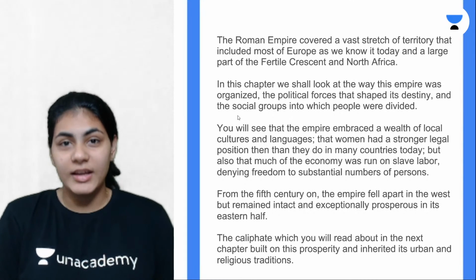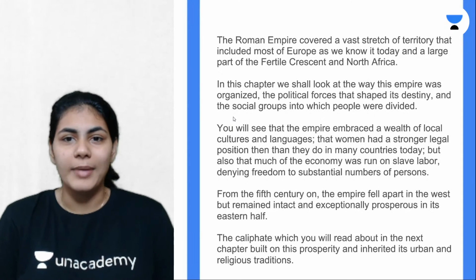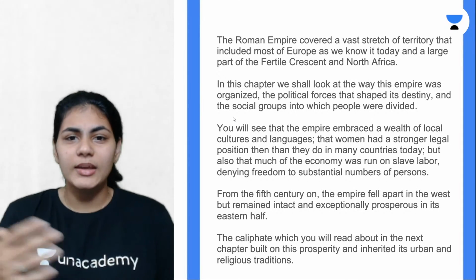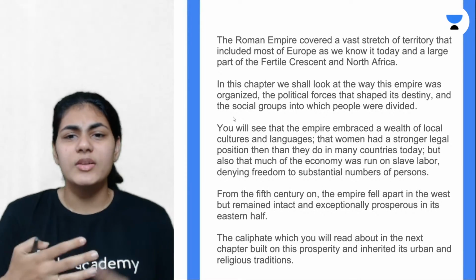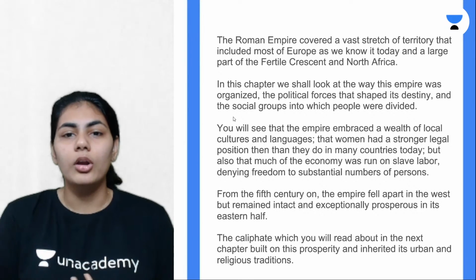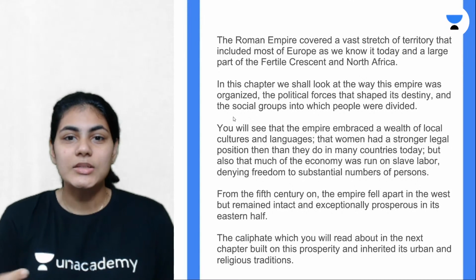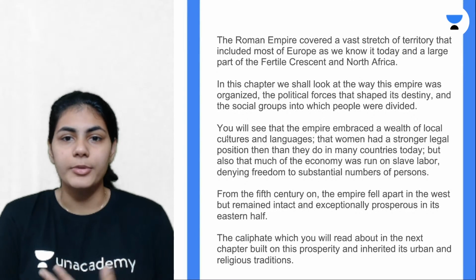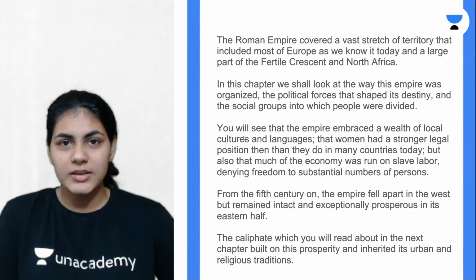In this particular chapter, we'll be looking at different aspects of this empire. What is the polity? What is the economy? How did the society function? Were there any differences between people in the society? We'll look at all of these different factors which shaped the Roman Empire. So that's the gist of the chapter. And definitely we'll come across different aspects.